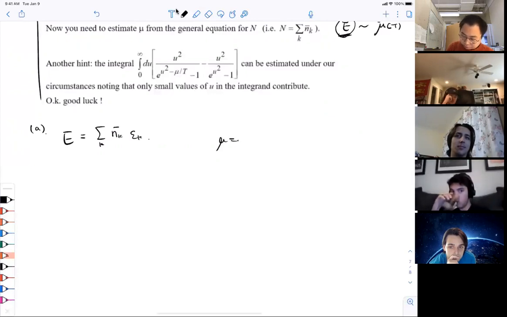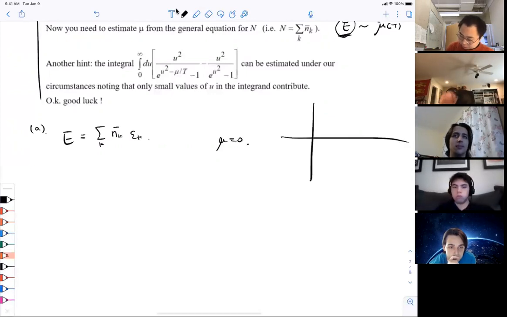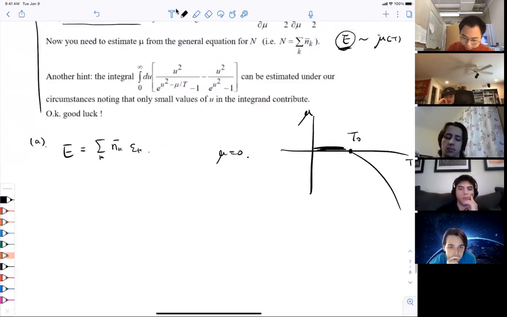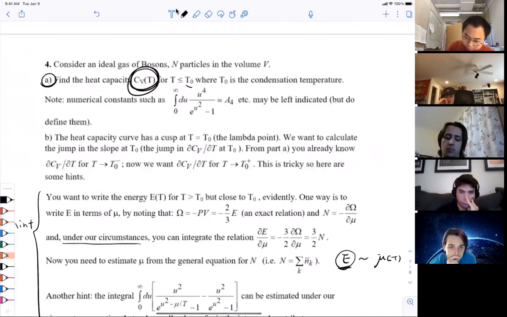And mu equals 0 because we are in this regime below T naught. The mu is 0. We can do it. I mean, you did it in the class, I think. And also, the problem tells you the T naught.